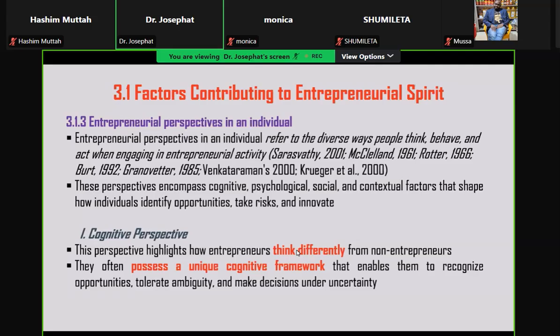This perspective highlights how entrepreneurs think differently from one another. How we think differently. Tuna mawazo tofauti. Thinking ability yetu inatofautiana. One person hawezi kufikiria sawa na mwenzake to the same kind of opportunity, to the same kind of challenge, to the same kind of situations. Wana think different. Ndio maana wanakuja na solutions zinatofautiana. They often possess a unique cognitive framework that enables them to recognize opportunities, tolerate ambiguity, and make decisions under uncertainties. And those kinds of decisions are totally different from one individual to another.